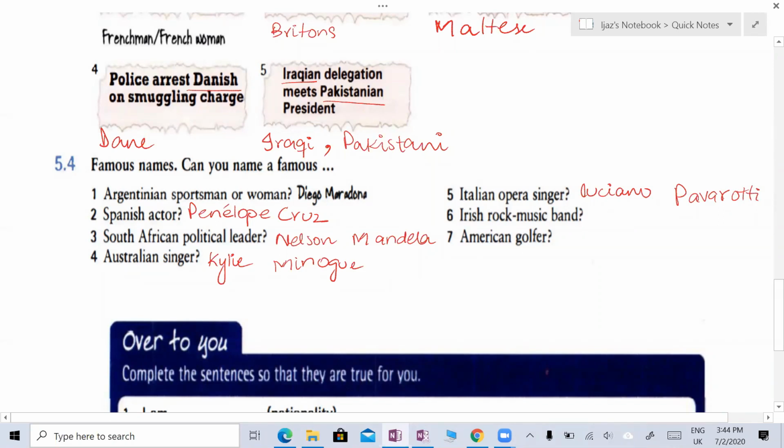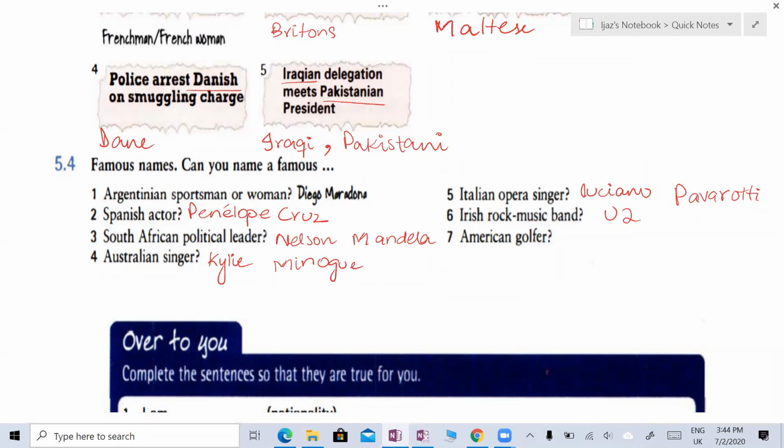Okay, next one is about Irish rock music band. Irish rock music band. There is again, one. It's named, yeah, like the Cranberries. I'm not sure, so I cannot say yes or no.